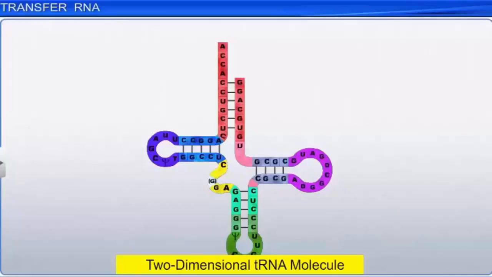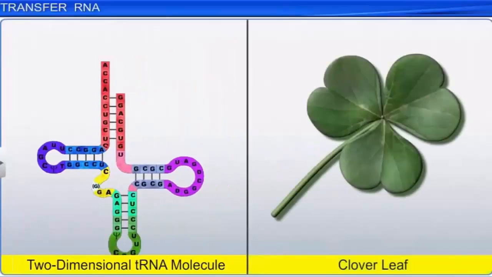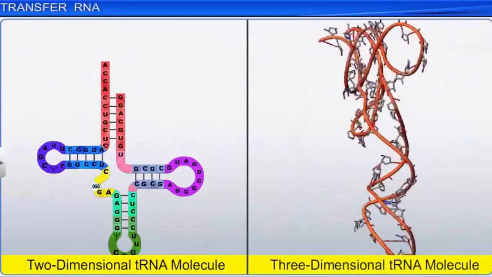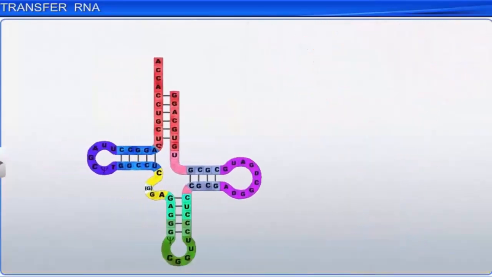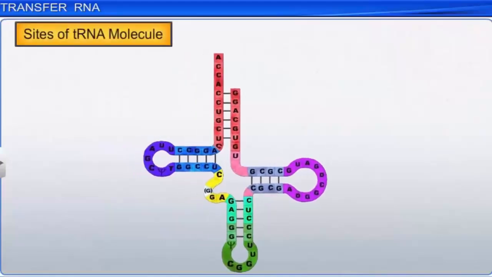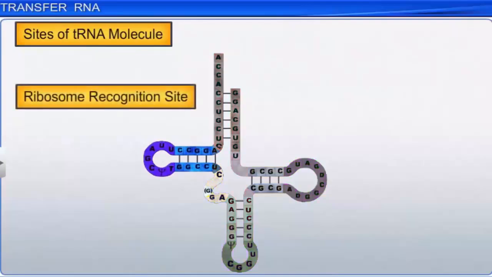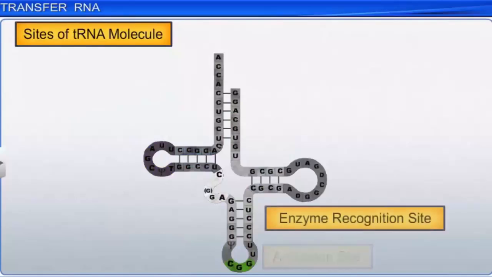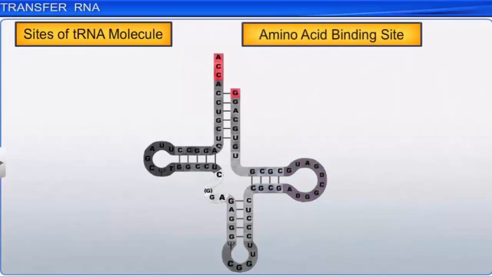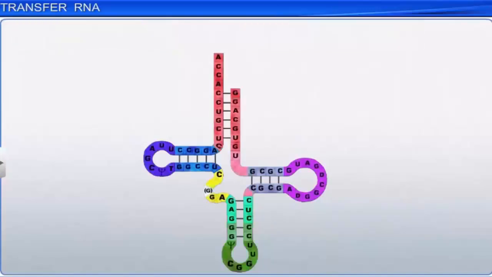Interestingly, tRNA takes the shape of a clover leaf when examined as a two-dimensional structure, whereas it looks like an inverted L-shaped molecule in a three-dimensional structure. Regardless of its dimensions, a tRNA consists of 4 arms or sites: ribosome recognition site, anticodon site, enzyme recognition site, and amino acid binding site or carrier end. Each of the tRNA regions perform a particular function.